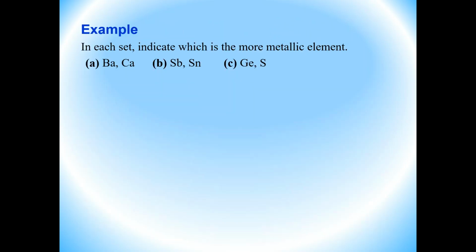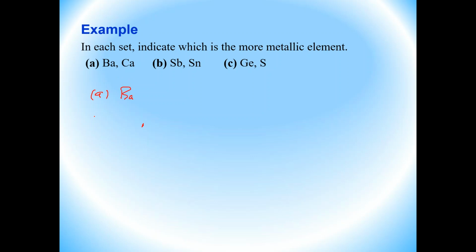So let's look at this example. It says, in each set, indicate which is the more metallic element. And again, you need to refer to the periodic table. So in the case of A, because calcium is above barium, that means that barium is more metallic. So the answer would be barium in the case of A.